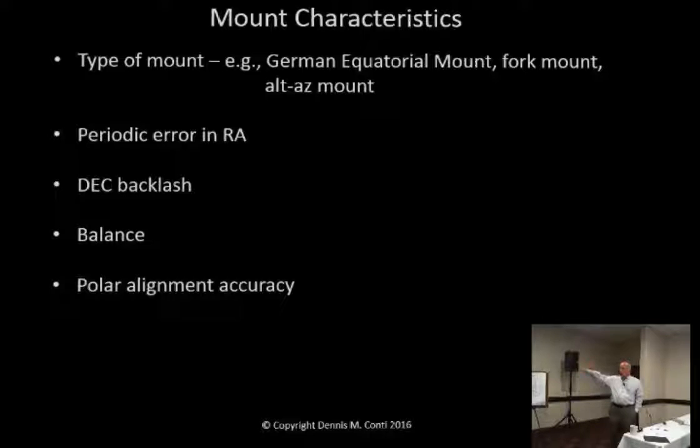So all of these mount errors can build up to a wandering star. Okay, let me just see if there's any questions about any of that. Okay.